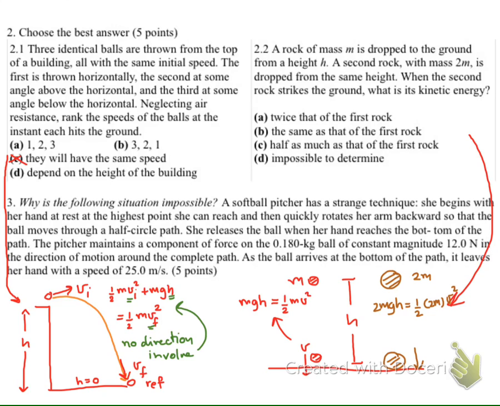Okay, so you can see that this is the kinetic energy of the second rock, which equals 2 times mgh, which means that the kinetic energy of the second rock is 2 times that of, or twice that of the first rock. So the answer is A.